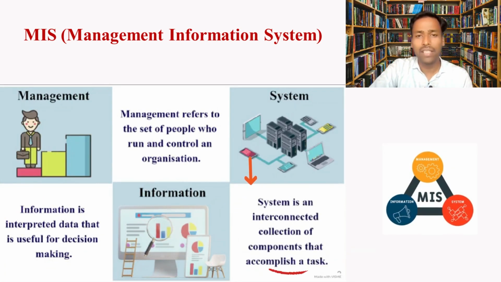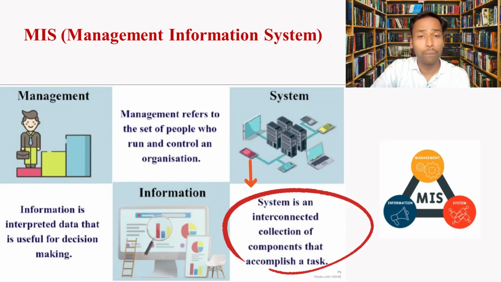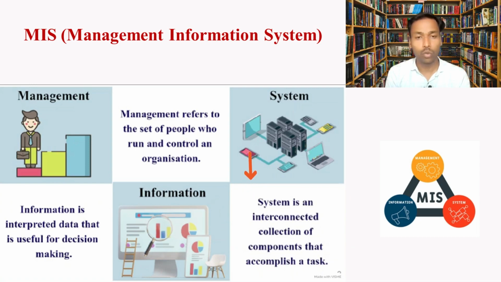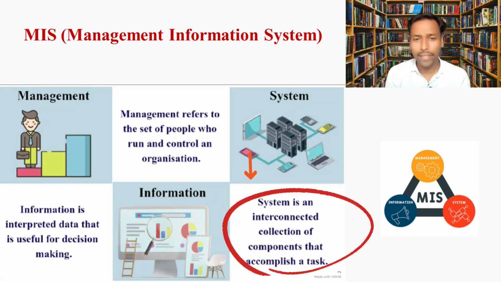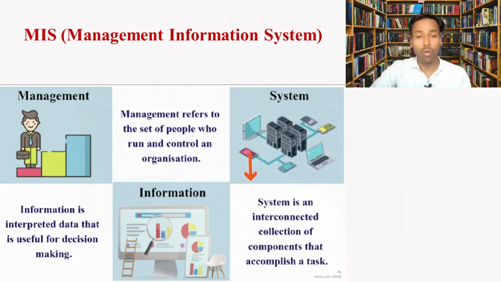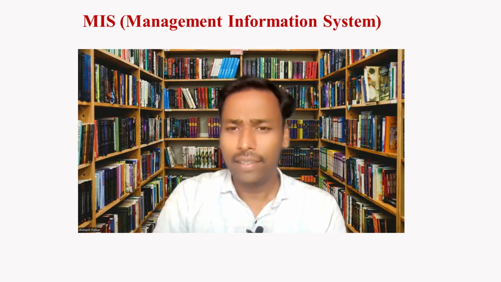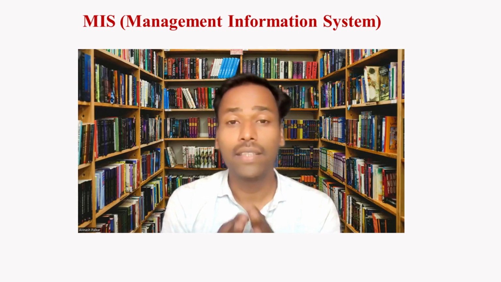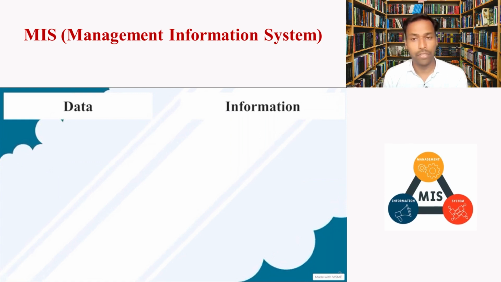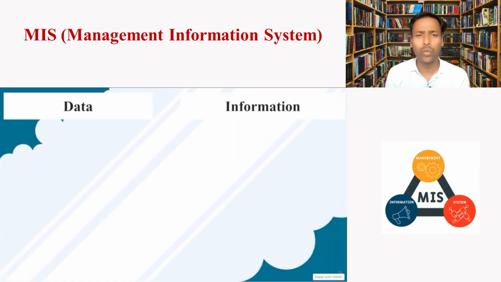System is nothing but a collection of multiple components or parts which are interconnected so that they can accomplish a given task. All these components communicate with each other and collaborate to accomplish the task that has been assigned to them. Before we proceed further, let us dig a little into the difference between data and information, so that when we understand MIS more clearly, there are no more doubts.